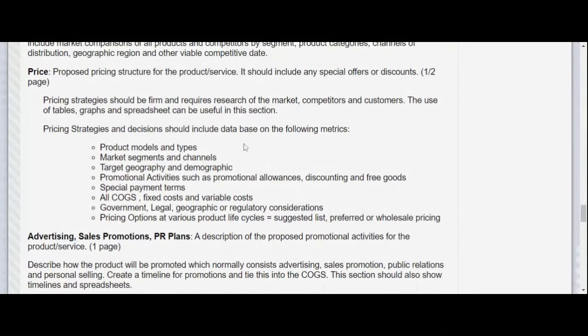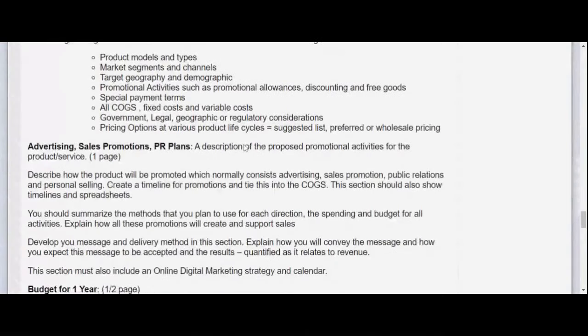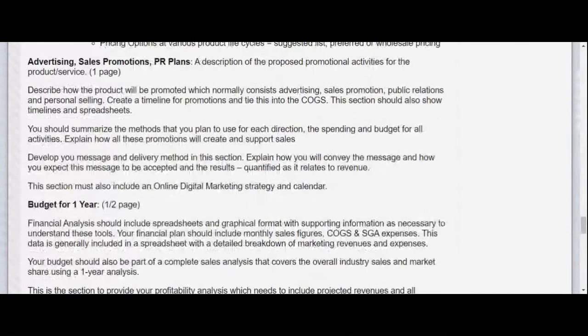Okay, let's move on to advertising, sales, and PR. This is your digital marketing plan here. This is where you're going to include your strategy for social media, your strategy for SEO, and your strategy for email marketing that you're learning now. You're putting that in here, and you're really describing how you're going to create these social activities for the product and the service. How are you going to do it?